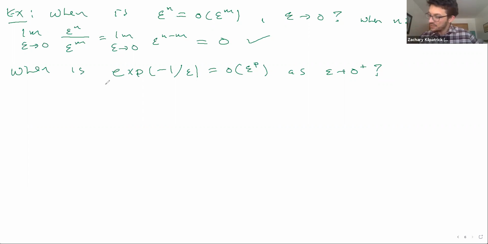Another way of saying it is, think about how you could attempt to Taylor expand that function around epsilon equals 0. Are you going to get any terms in that case?